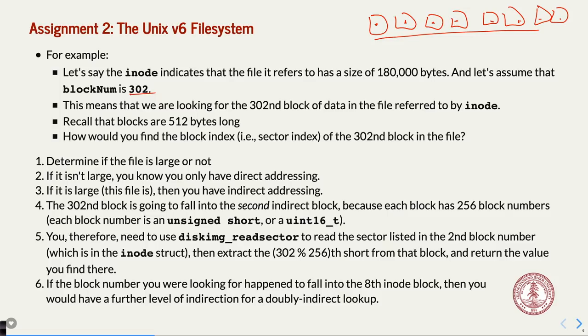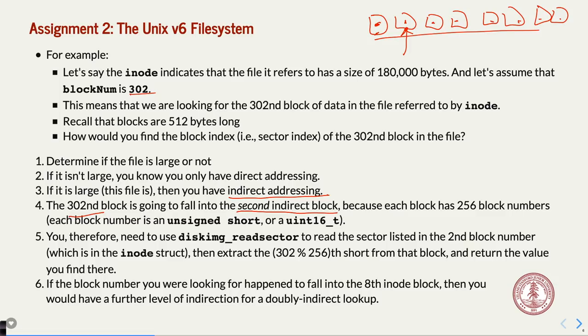In this case, it is a large file, so you know you have indirect addressing, which changes things. Now each one of these block numbers refers to a block in the file system. But when you go there, they have 256 numbers in them, each one of which refers to a block where data is. So what does that mean? Well, the 302nd block of your data is going to fall into the second indirect block, not this one, but this one. Do you understand why that's the case?